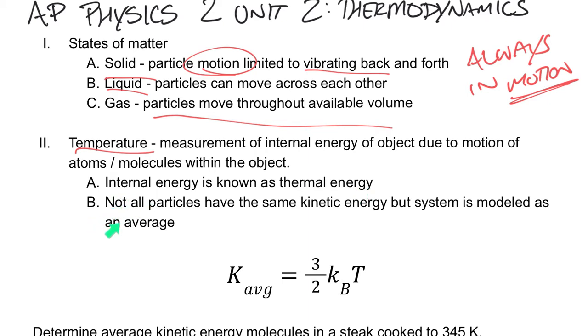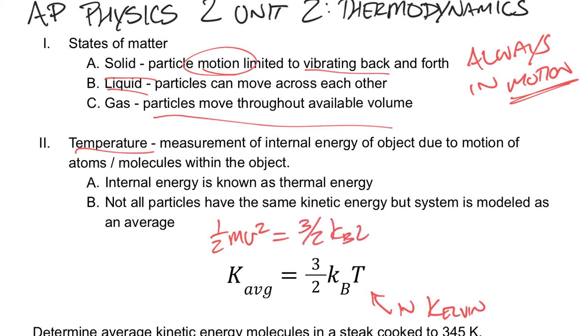And what we need to understand is that not all particles have the same kinetic energy or the same internal energy, but the system is modeled on an average. For the sake that we're going to measure the average kinetic energy as 3/2 the Boltzmann constant times temperature in Kelvin. Right, so we have to remember that 1/2 mv squared is kinetic energy.